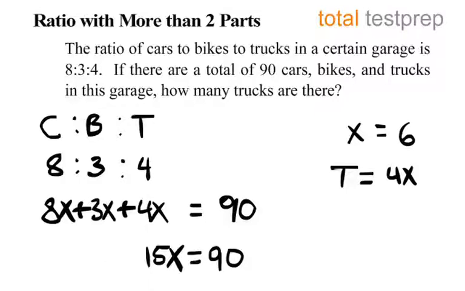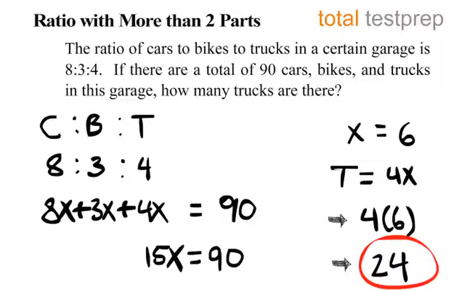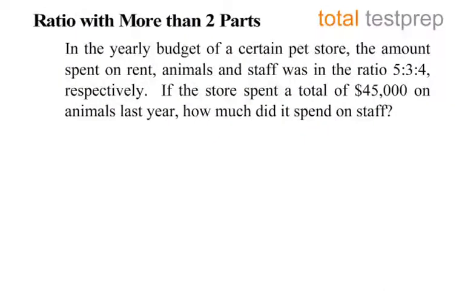So if t is equal to 4x, then t is equal to 4 times 6, because as we saw, x is equal to 6 once we did the math, and therefore there are a total of 24 trucks, since 4 times 6 is 24. Let's take a look at this question.